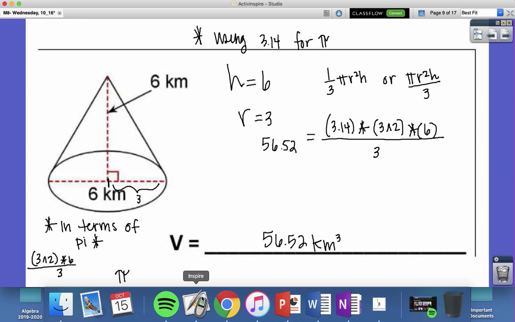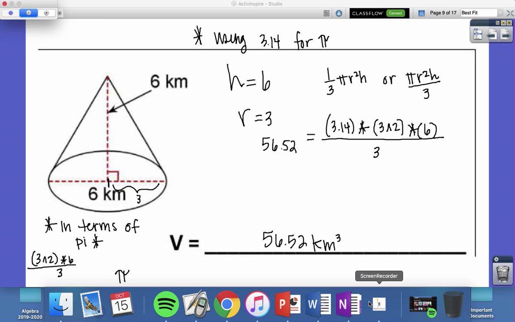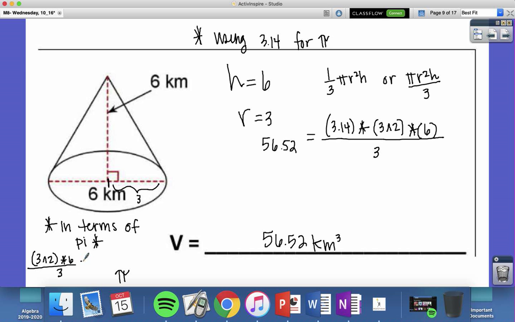Let's see what that is. That is 9 times 6, all divided by 3. That comes out to be 18. So it would be 18 pi kilometers cubed. So that would be if they had told us to leave our answer in terms of pi, which means leave pi as a part of the answer and just work out the rest of the formula.